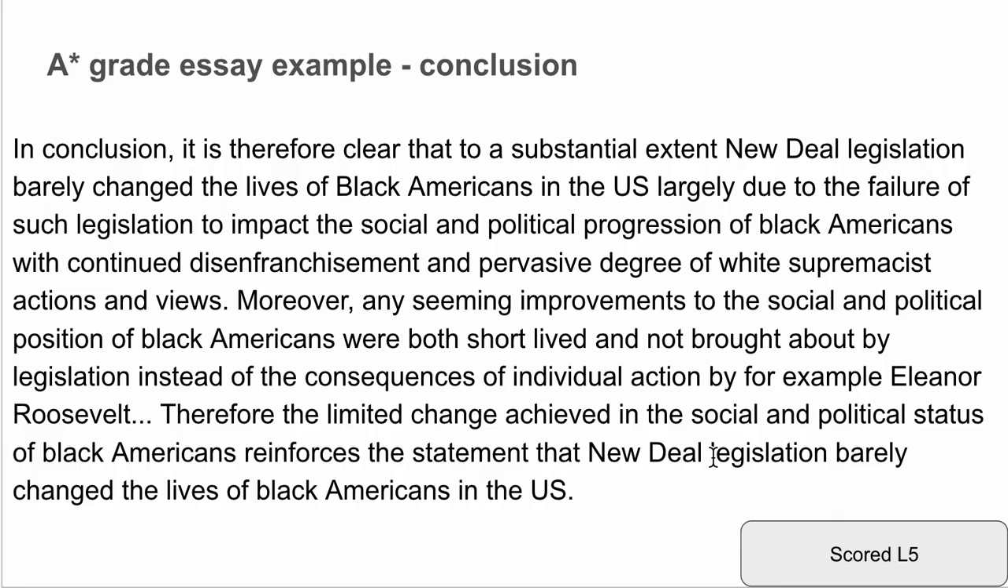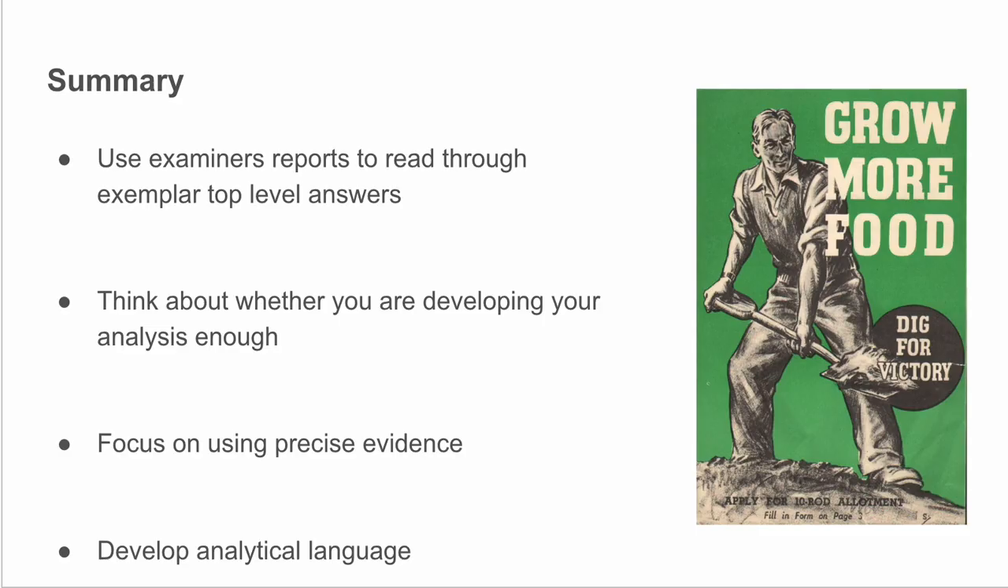So hopefully that's a clear illustration of the differences between a B grade essay, which is still a good essay in exam conditions, to an A star essay, which is just pushing the analysis further. So in summary, what can you do to help you get to the top level? Use the examiner's reports that are available to read through top level answers, so you get used to the kind of language and the approach and the structure and the level of detail that you need to get to the top level, to get level 5 A star.